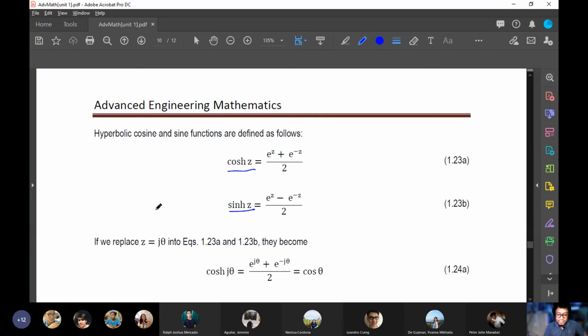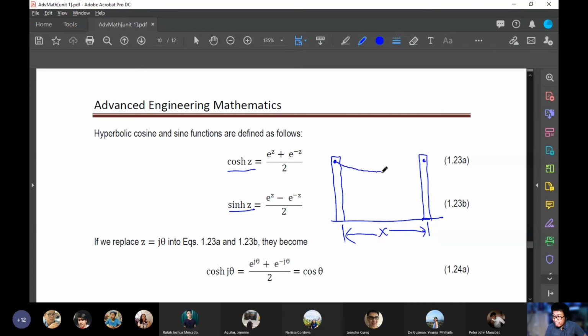Pero this is one of the applications that we ECEs apply, these hyperbolic function formulas. Alam niyo yung problem of, meron kayong poste, tapos at some point, say for example, X meters after, meron kayong another post, and then you would have to place a cable in between these two, and the cable actually sags because of its own weight.